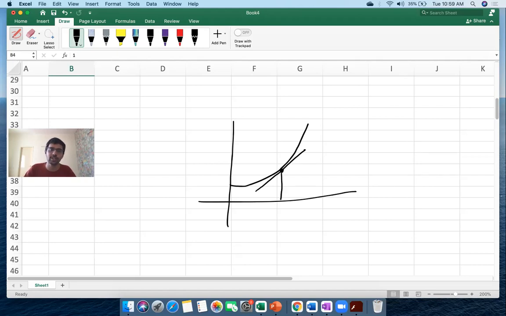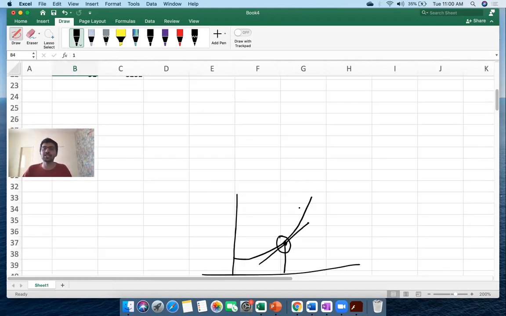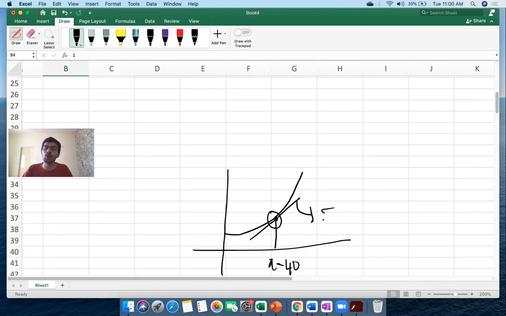I know it did not touch over here, but basically we're drawing a tangent such that it touches only one point at x is equal to 40. Okay, now after drawing the tangent, we are going to find the slope of this line. We are not actually finding the slope of the curve.